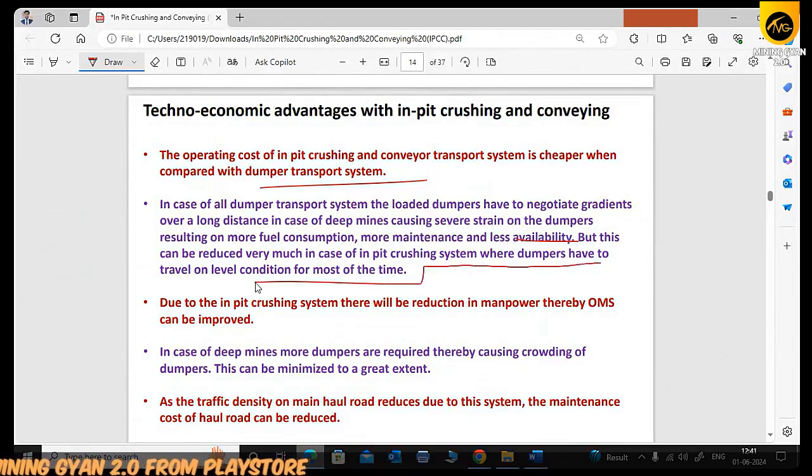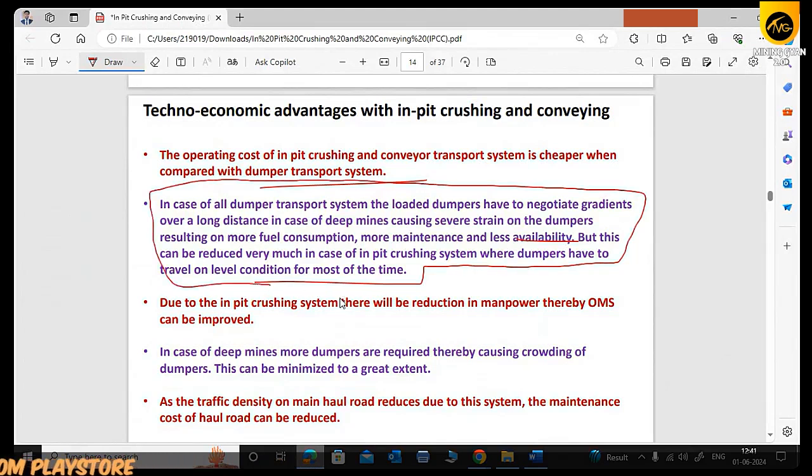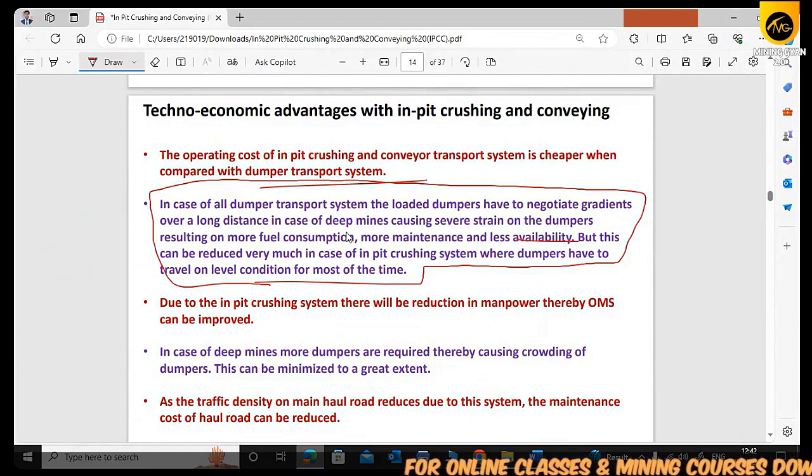Because the dumper wants what? Level ground. So to level this ground you have to put in extra effort, you have to use a grader and dozer. And in the in-pit conveying system you can make it at any gradient. So from that point of view, the in-pit conveying system is more profitable than the dumper system.